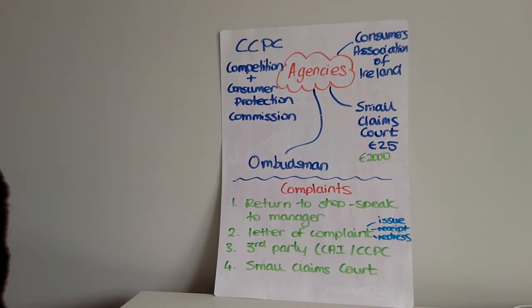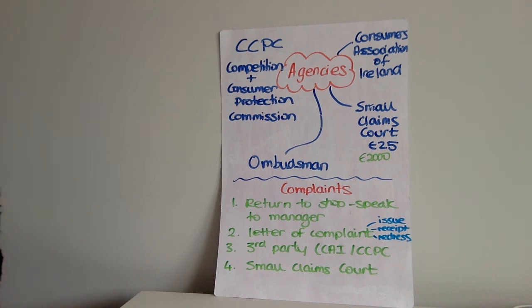Okay, so basically you need to know the different steps involved in complaining. And step 1 is basically to return to the shop and speak to the manager. Okay, so when you do that, you should have your proof of purchase and you should have the product. If you've had no joy doing that, then you might issue a formal letter of complaint. Okay, so in your letter, obviously, you'll outline and explain the issue. You'll include a copy of your proof of purchase, your receipt, and you'll explain what form of redress you would like to receive from the company.